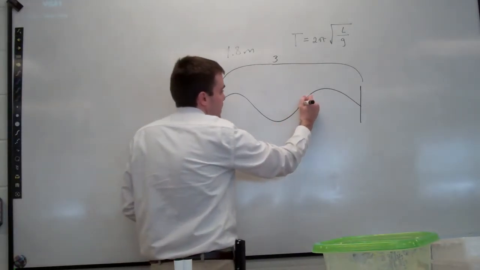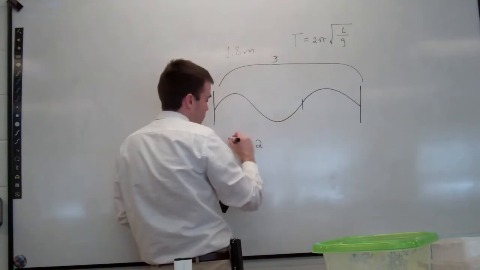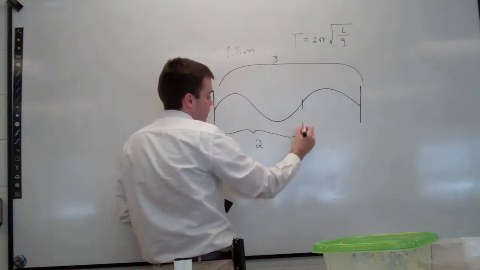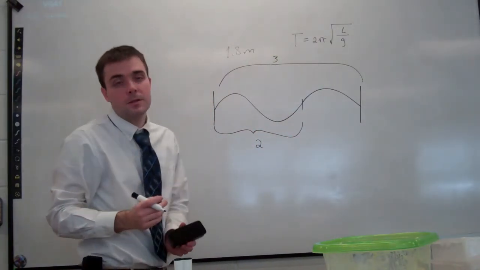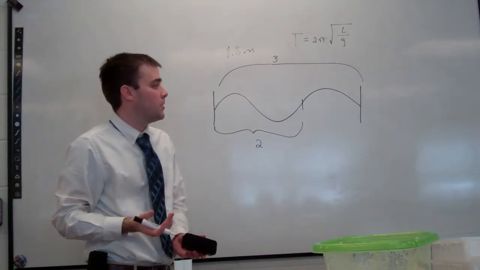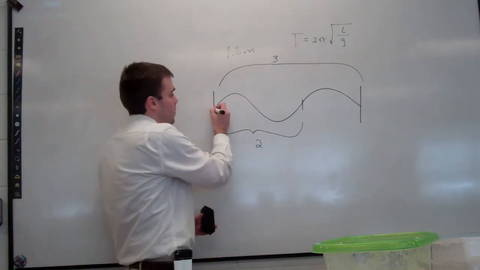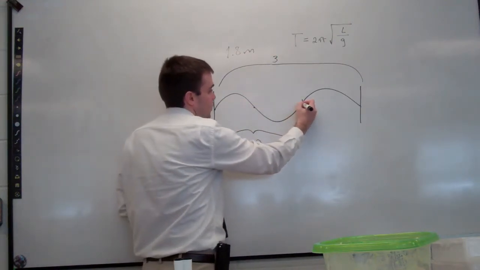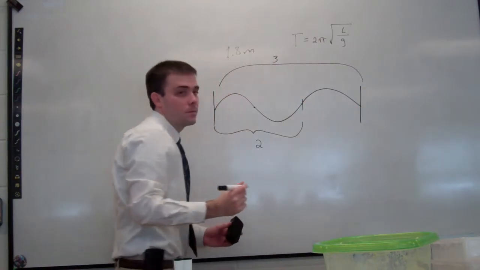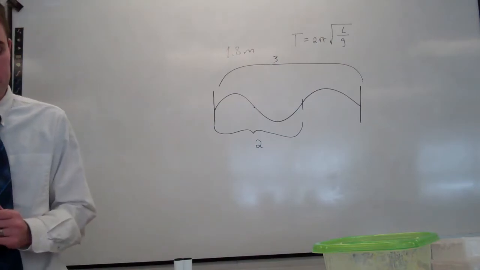So it says one wavelength is 2. So it's 2 from there to there. So we have another half wavelength to get to 3. Now how many nodes are there? 4. 1, 2, 3, 4.